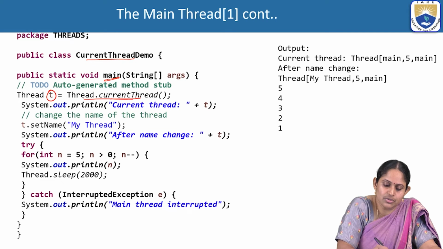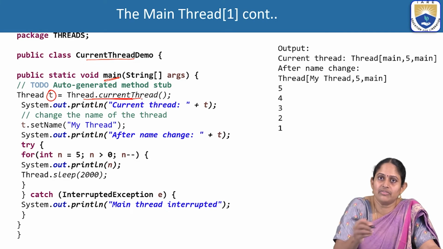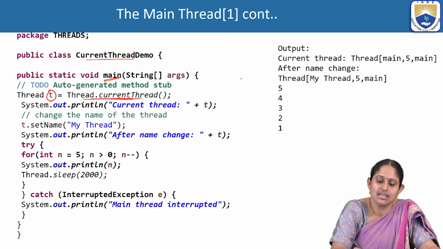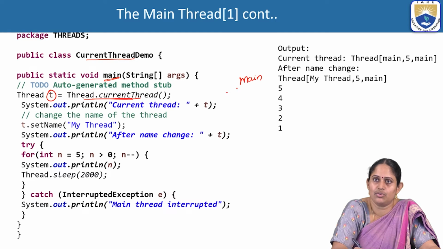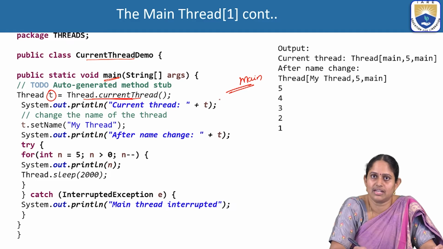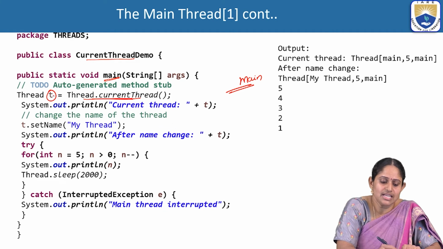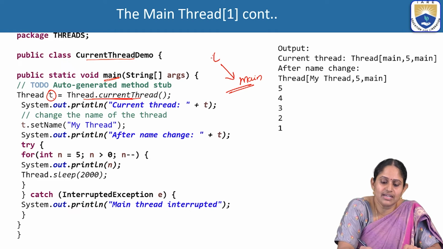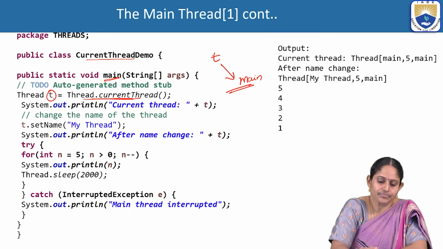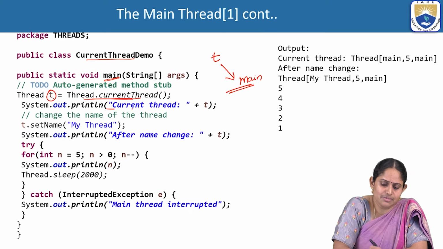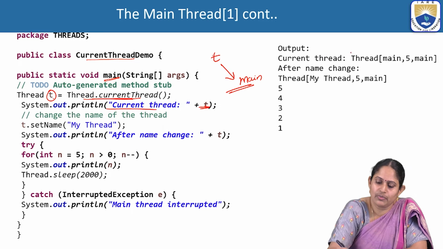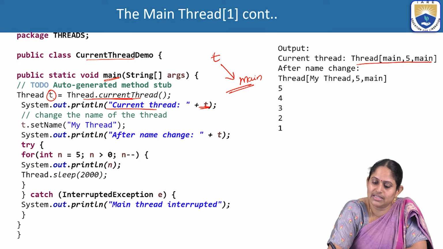Using this statement, we are getting whatever is the current thread execution. That is, it is the main thread that is executing right now. So when you create this, t will point to the current thread, that is the main thread. We just display the current thread t, and when you display it, you get the output like this.